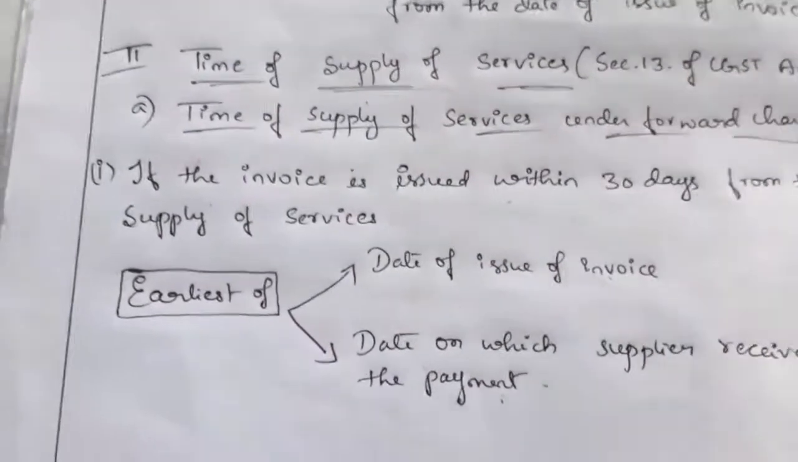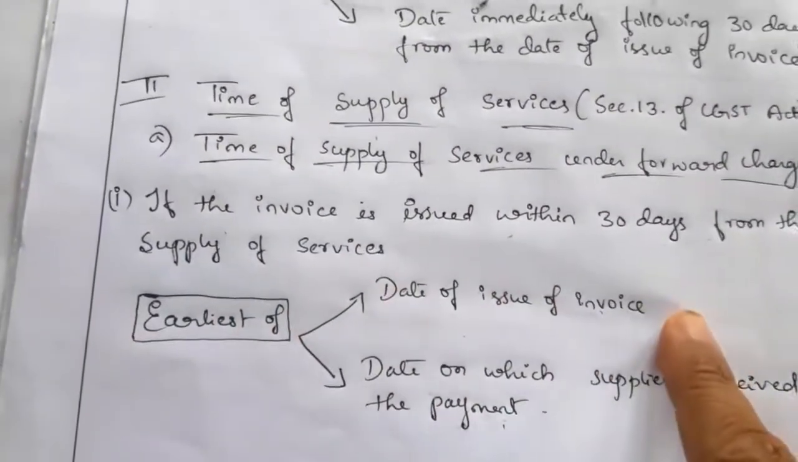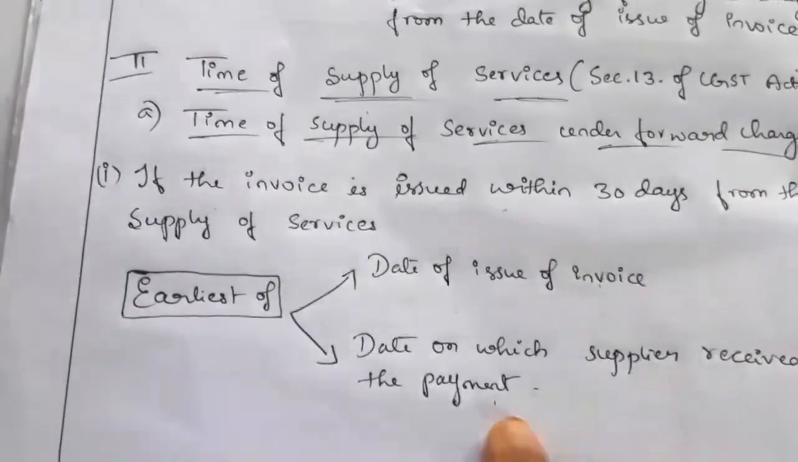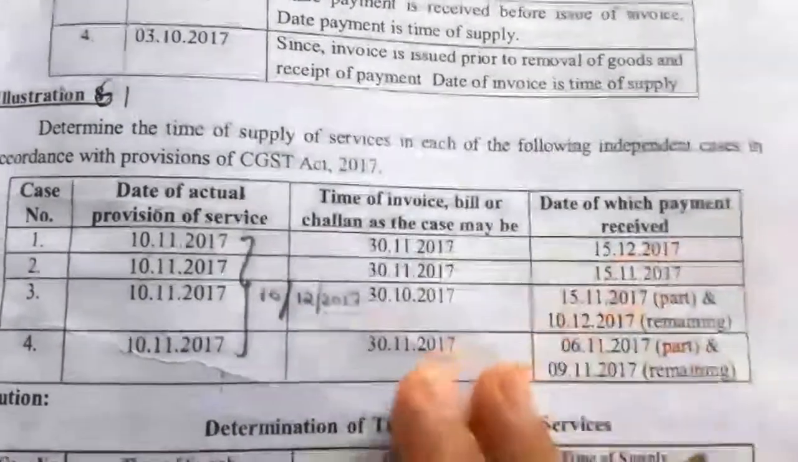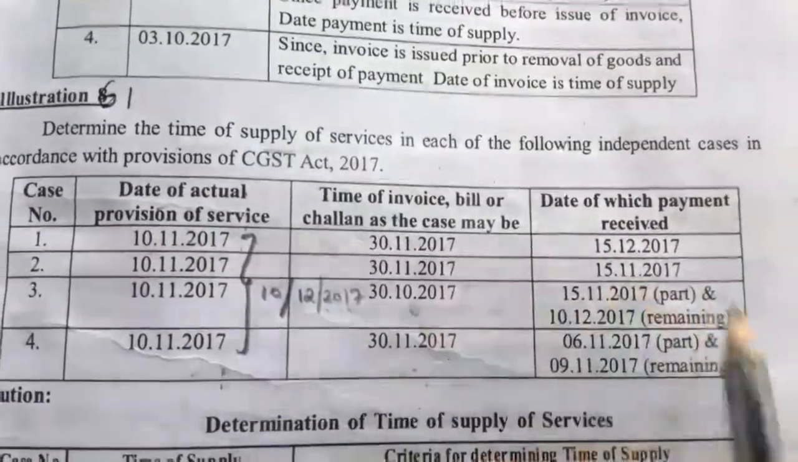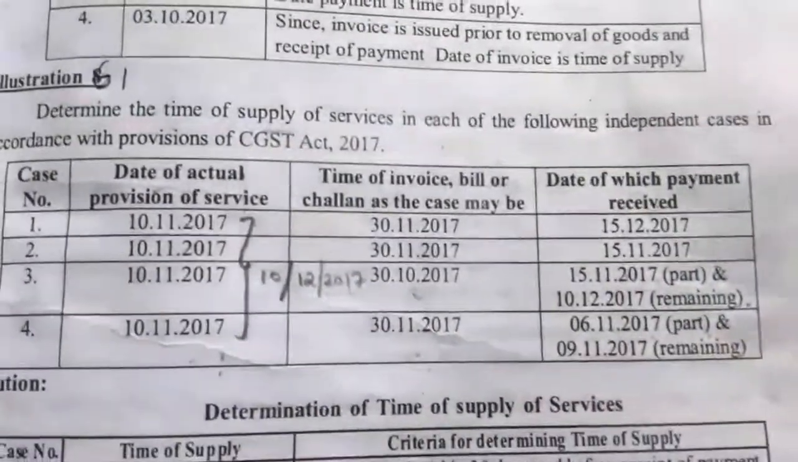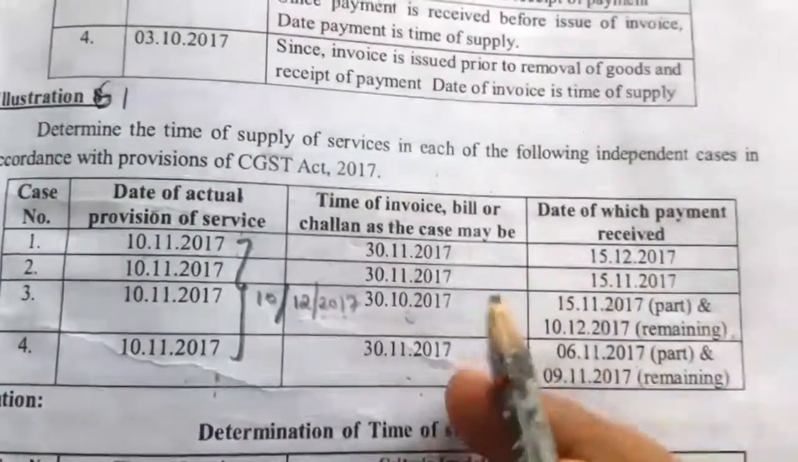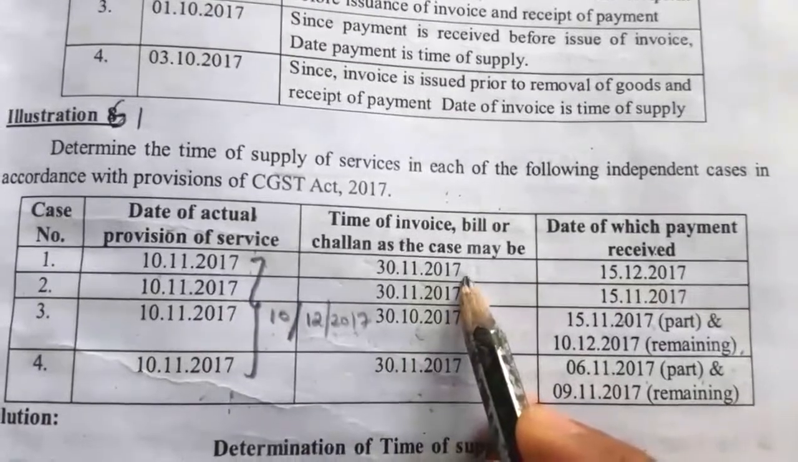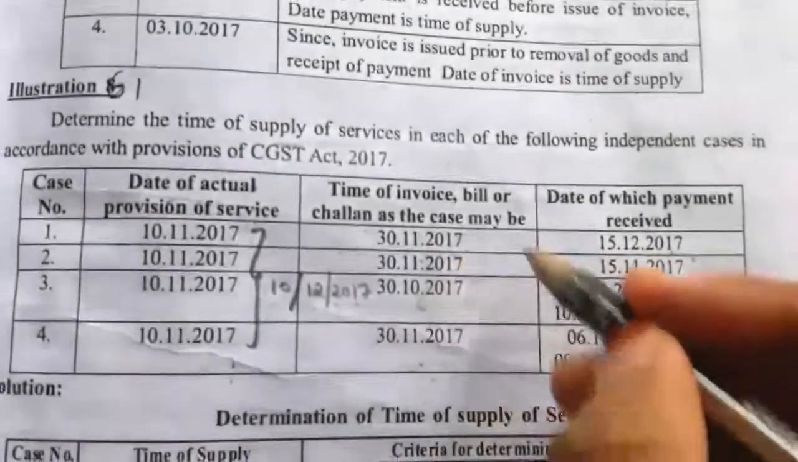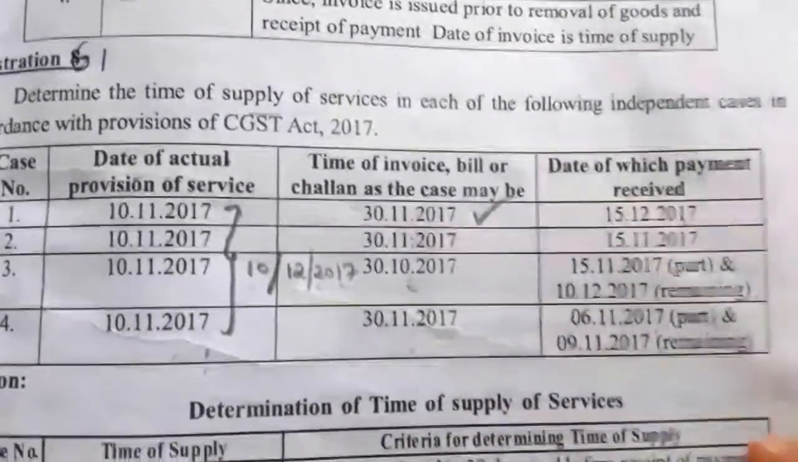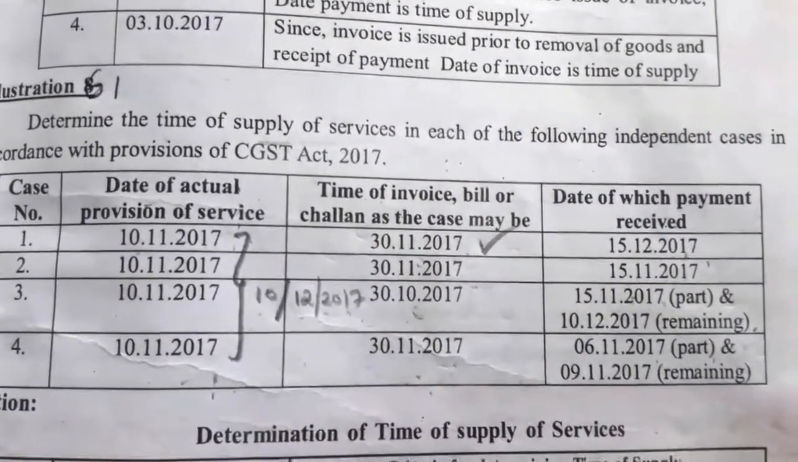So we have to apply the first rule now. It says the earliest of the date of issue of invoice or the date of payment received. Among these we have to take the earliest date. All 4 cases are within 10/12/2017, so here we compare these 2 columns. Among these 2 columns, the earliest date is taken as the time of supply. So in the first case, between 30/11/2017 and 15/12/2017 we have to take the earliest, so 30/11/2017 is taken as the time of supply of service.